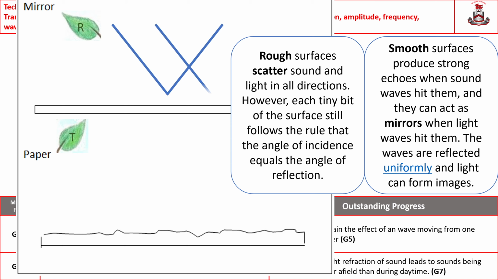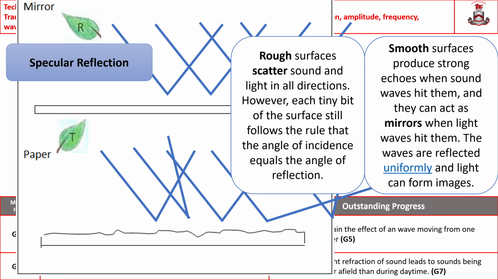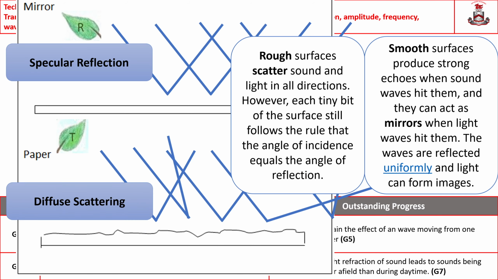So if you look there, they all come in uniform and they all bounce off nicely. Whereas with this one, paper, you can see, if I get my pen again, this one comes in and they all come out nice at the same angle. We call that specular reflection. This one, they all come in at the same angle, but they leave at a different angle. We call this diffuse scattering. So that is why you can see your reflection in a mirror, because it's nice and smooth. And that is why you can't see your reflection in paper, because it's rough.